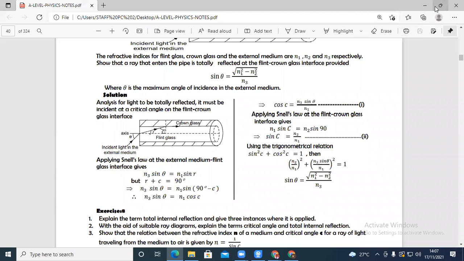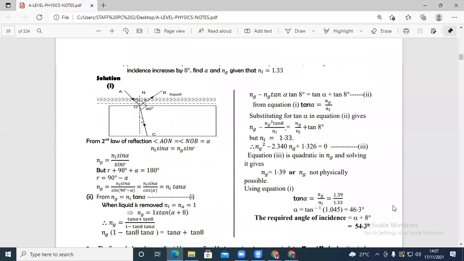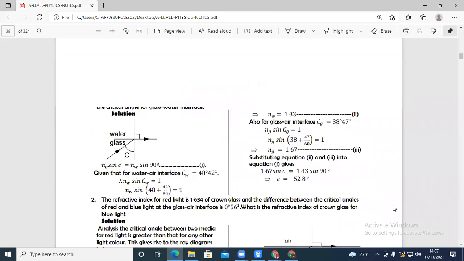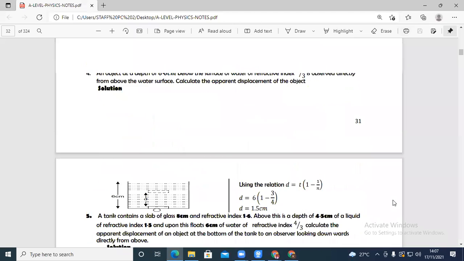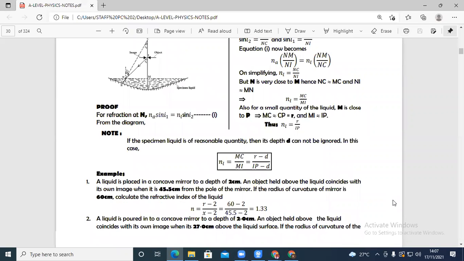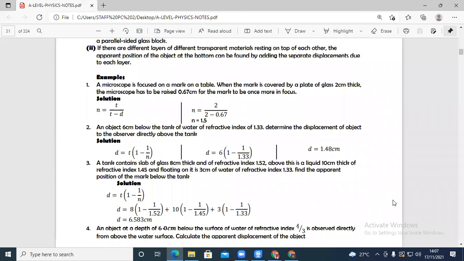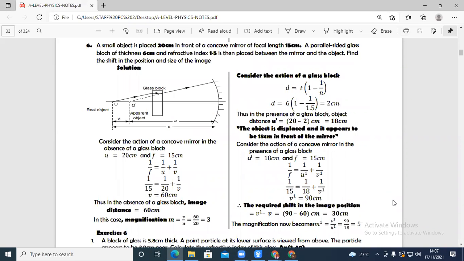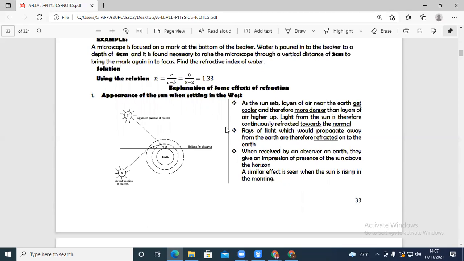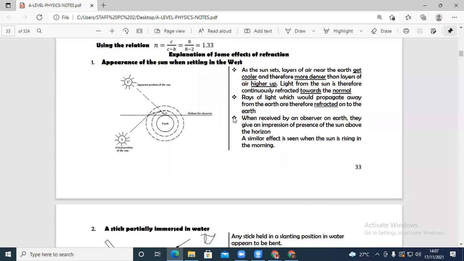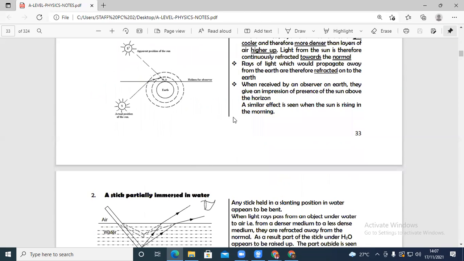But today I wanted us to finish this part of refraction, this first part, and then later on we shall look at prisms. Last time we looked at real and apparent depth, and we went through some of these applications, the appearance of the sun at the west. Why is it that we have a longer day than the night? We looked at that.